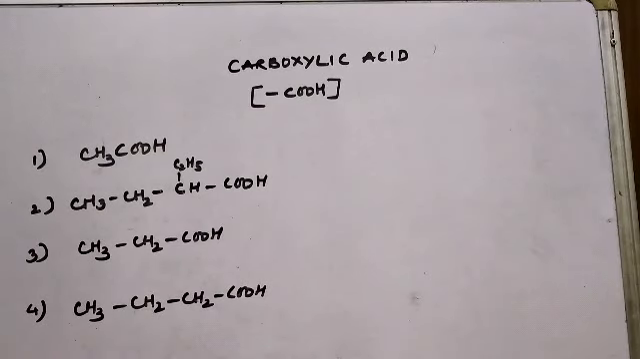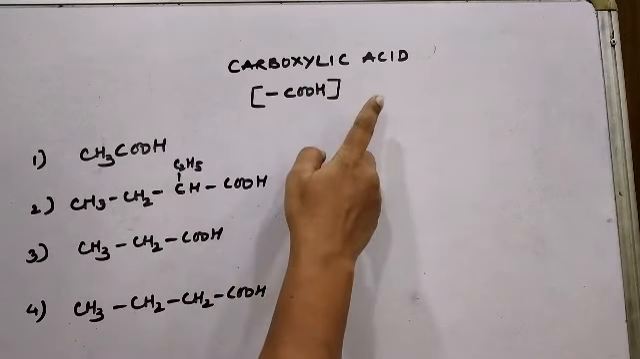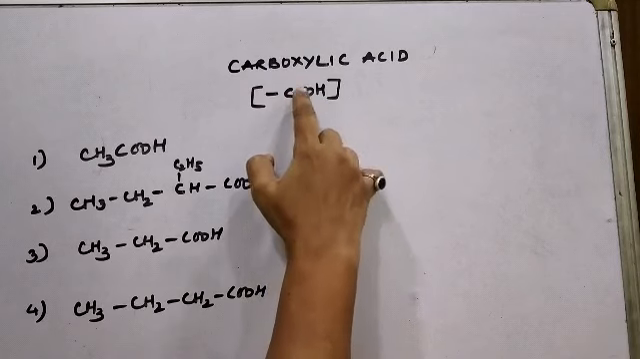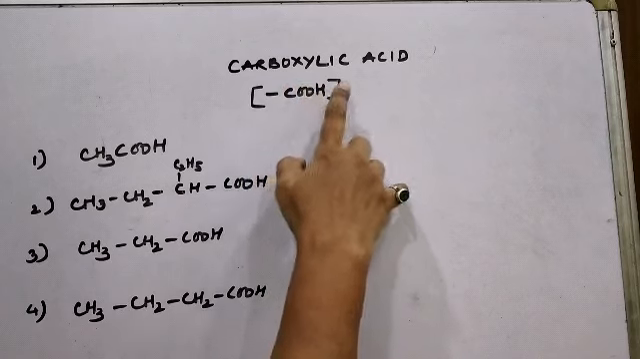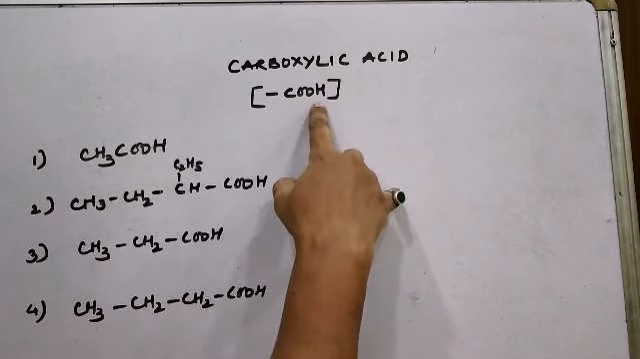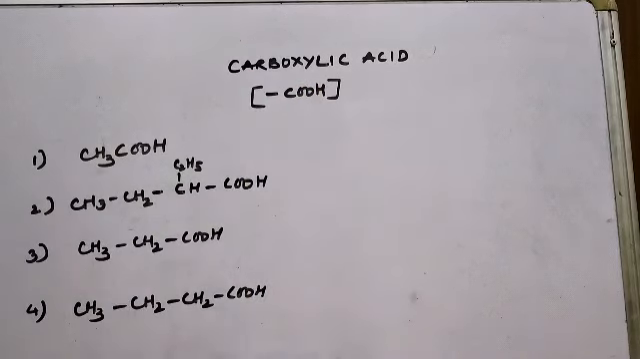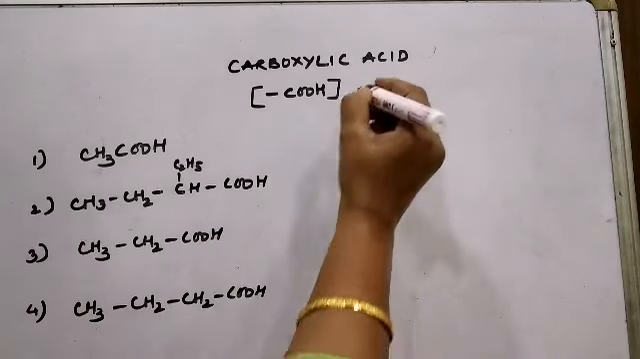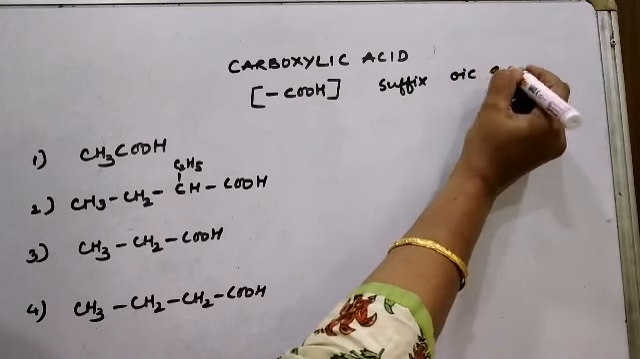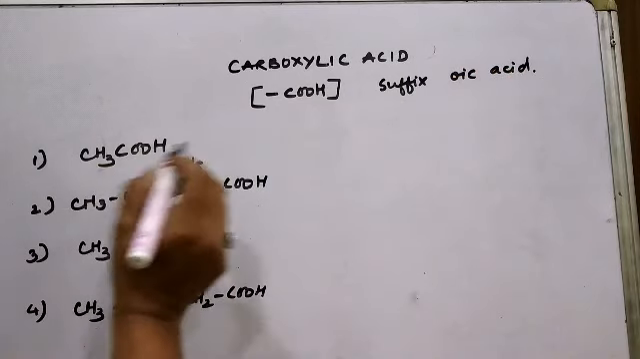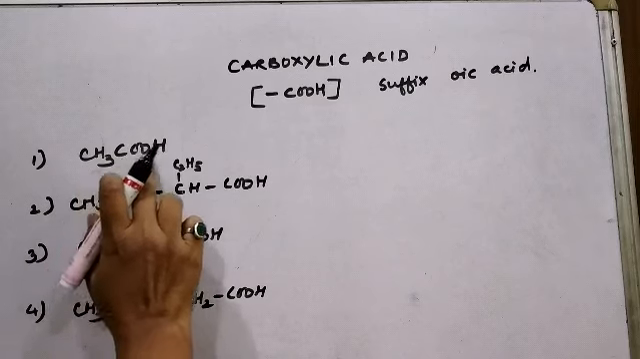Let us see how to name the carboxylic acids. The carboxylic acid group has the atoms COOH. So carboxylic acid is denoted as COOH group. So whenever you have COOH group, remember that it is a carboxylic acid group. And whenever we have a carboxylic acid, we use the suffix oic acid. Oic acid. Let's take the first example, CH3COOH.